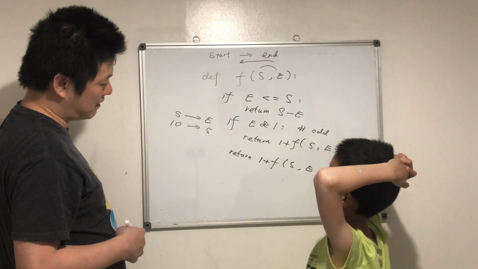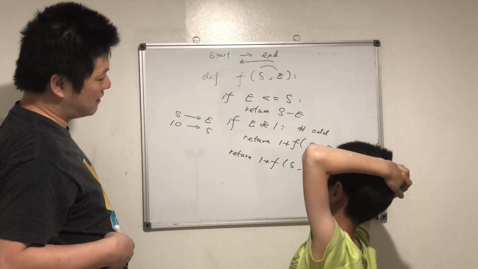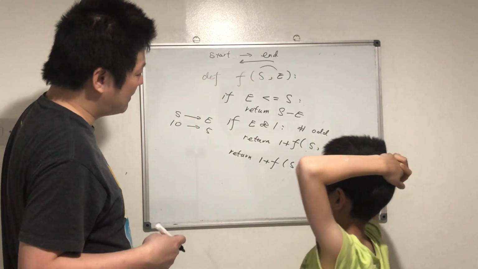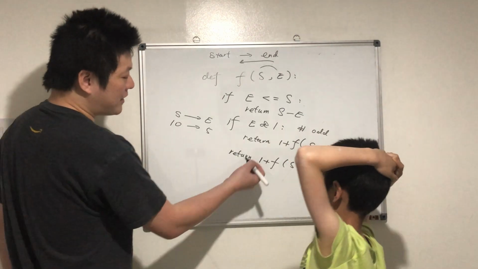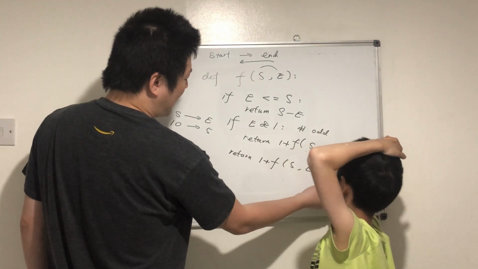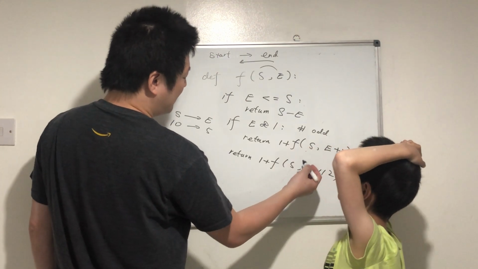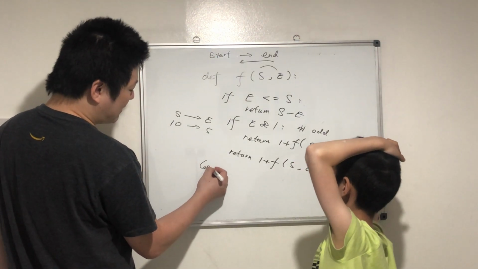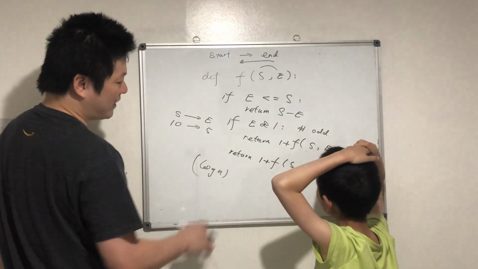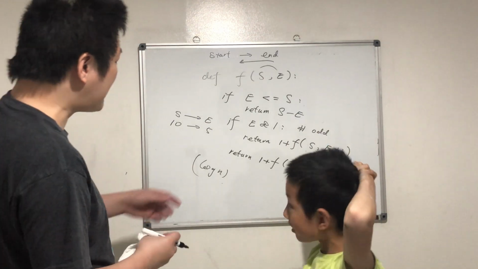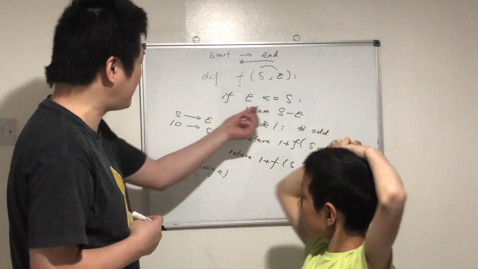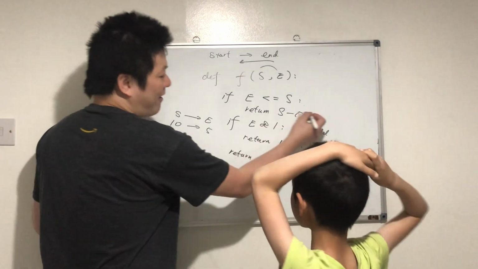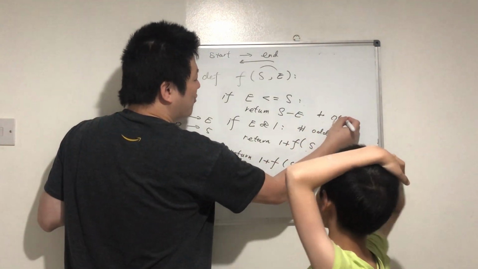It's hard. O(N)? No, because every time we halve it. And then in the base case, O(1). Oh, log n, yeah, roughly log n. If it's smaller, then we can directly return it. That will be O(1), right?